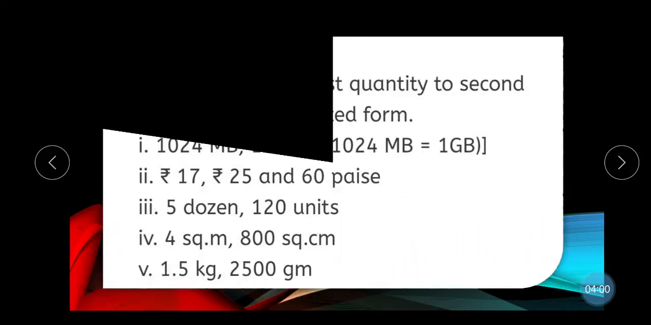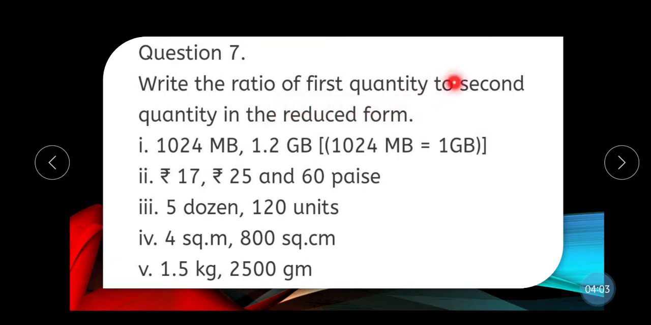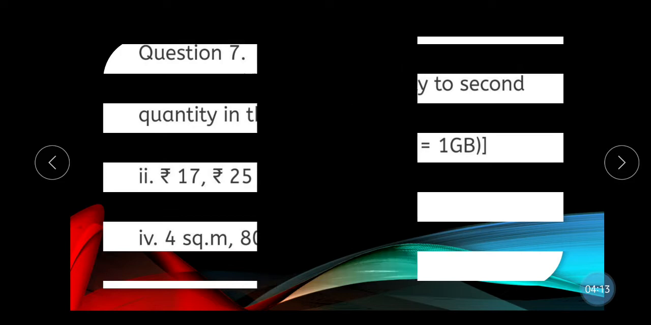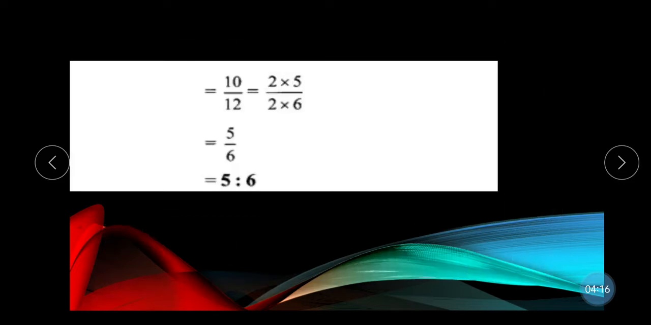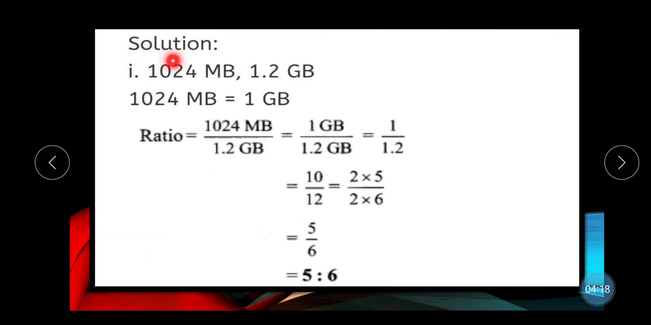Question number 7. Write the ratio of first quantity to the second quantity in reduced form. There are 5 sub-questions in this. Let's start. Solution. First one, 1024 MB and 1.2 GB. When you see, the units are different. Here this is megabytes and this is gigabyte. So we need to convert them into same unit.